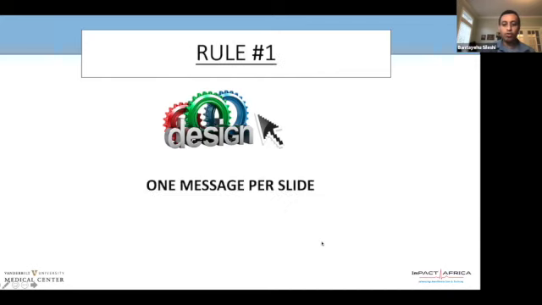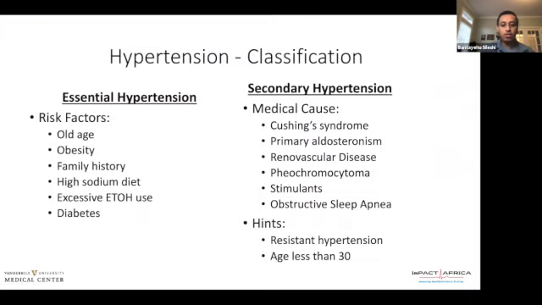So, rule number one is one message per slide. Here's an example. This was actually a slide that I had created before I learned all these things. I'm talking about hypertension classification. There's essential hypertension and the risk factors for essential hypertension. Then there's secondary hypertension, medical causes, hints. So lots of information. So what would be best is to only have one message per slide.